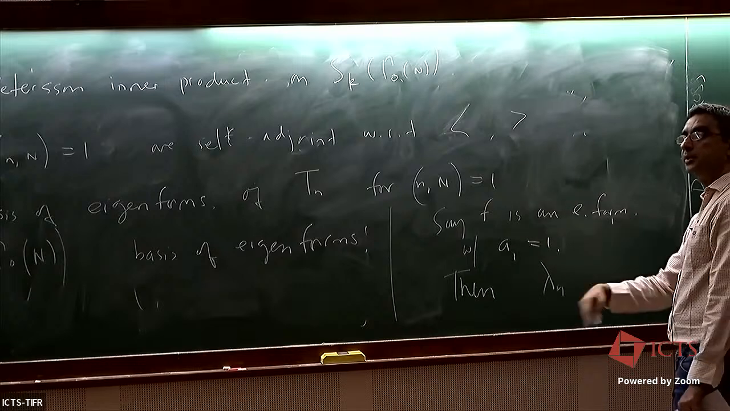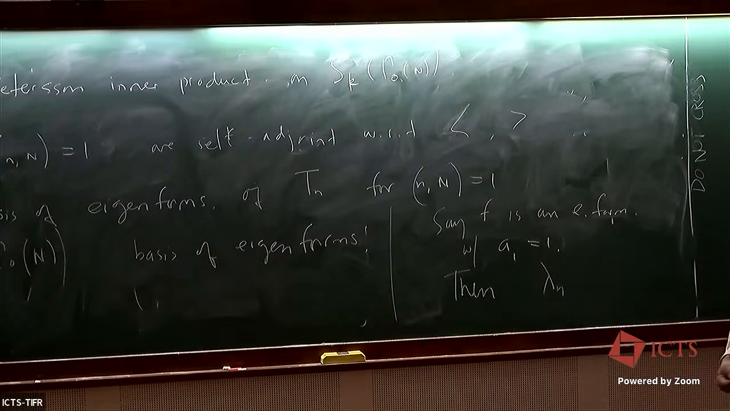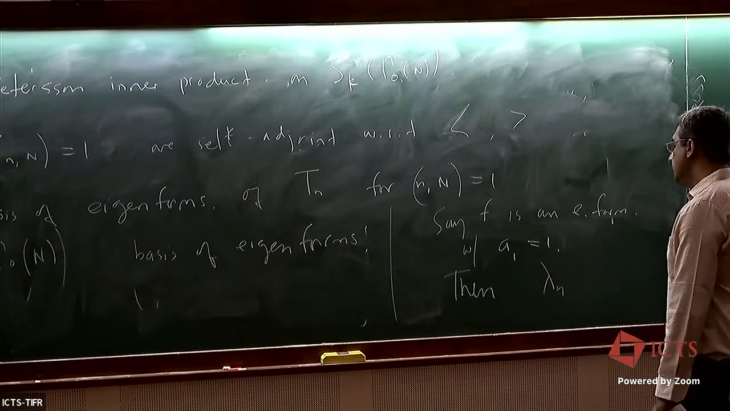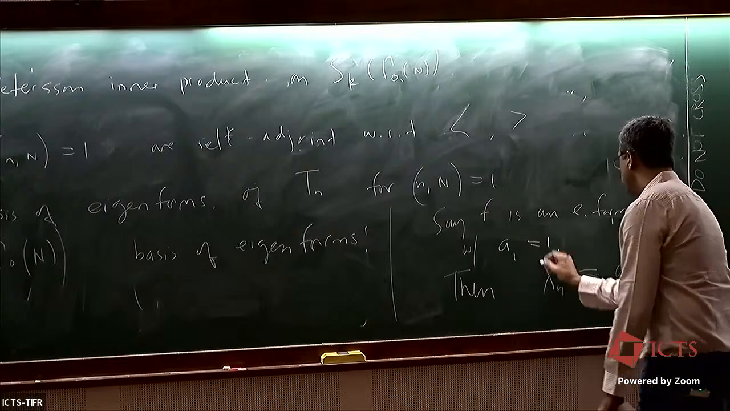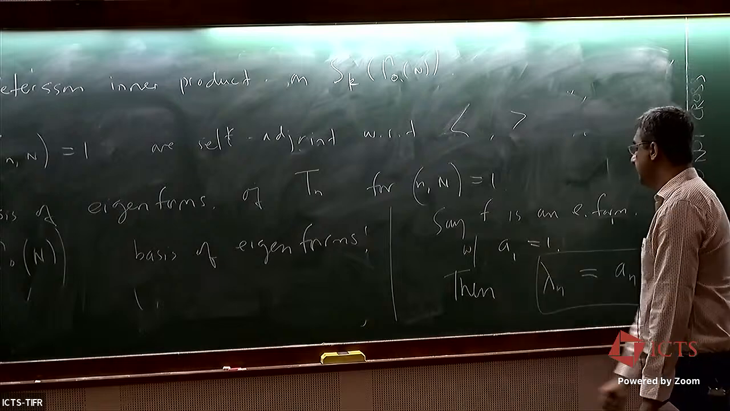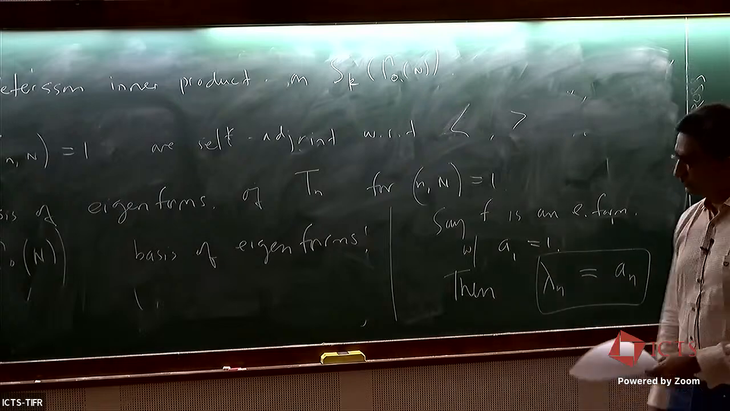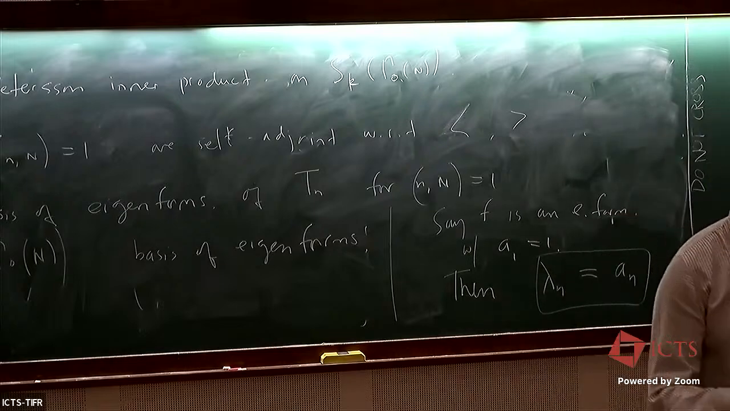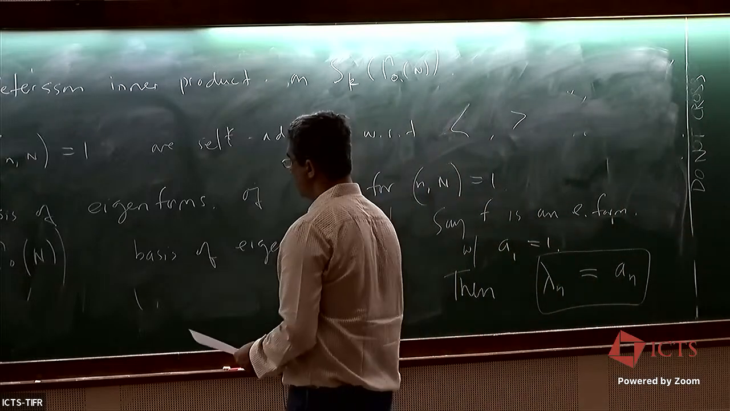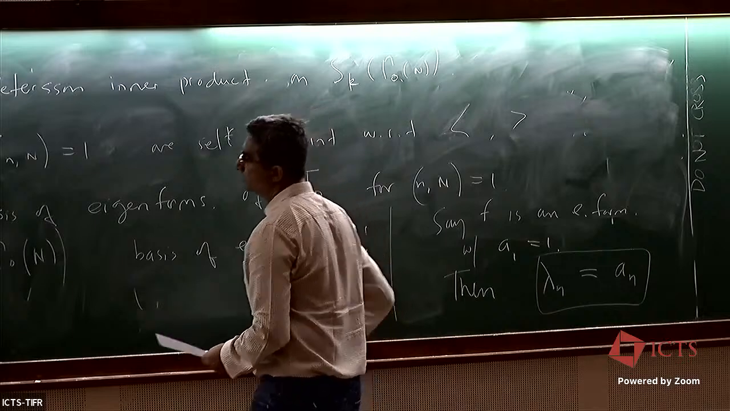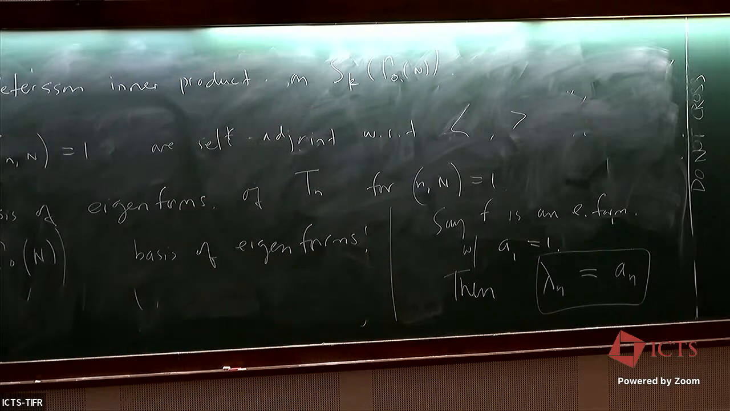Forget the new and old stuff. You might have some old forms which are also eigenforms for the Hecke operators. So take an eigenform. It turns out that the lambda n's, the eigenvalues for the nth operator, are equal to a_n. Okay, so that's one nice thing. You can recover Fourier coefficients from eigenvalues of Hecke operators. I'm trying to get to the statement that the a_n's can be taken to be algebraic integers.